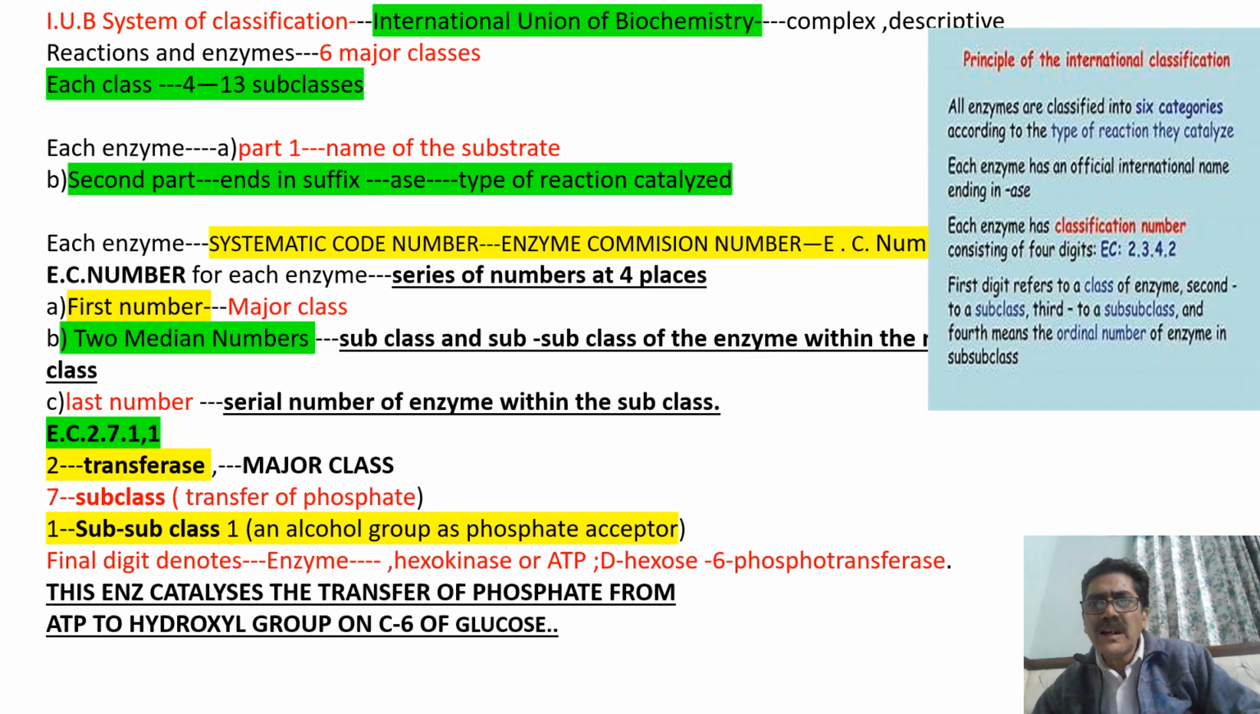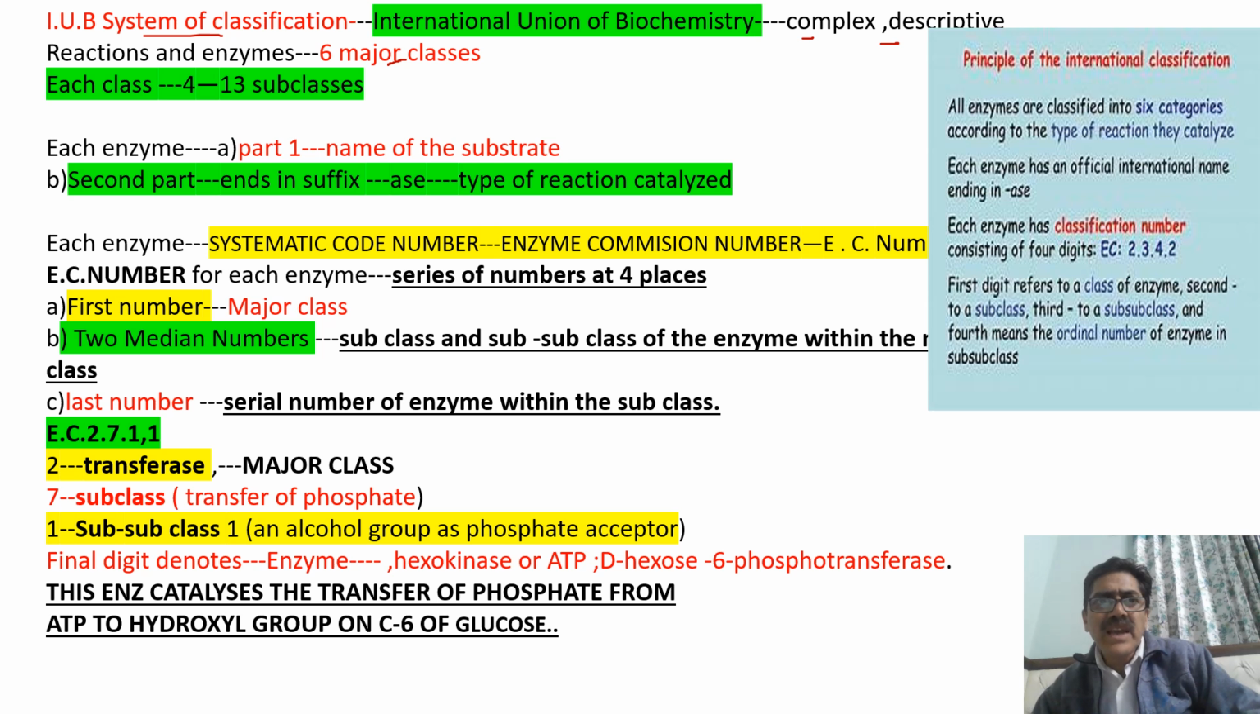Now we have one more classification that is very important, which is actually practically followed, that is called IUB system of classification, International Union of Biochemistry. This classification, no doubt it is complex, it is descriptive, but it involves a number of enzymes. Enzymes have been grouped into 6 major classes. Now each class has 4 to 13 subclasses.